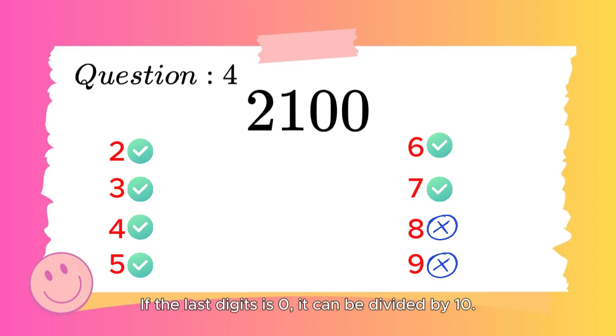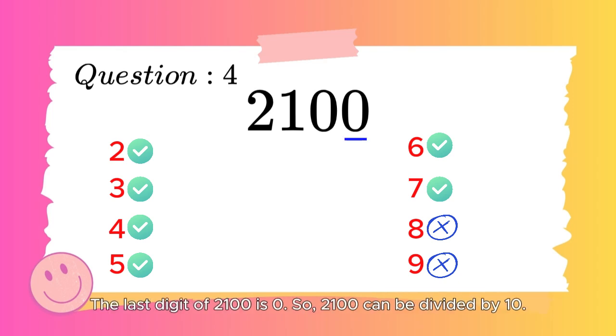This means that 2,100 also cannot be divided by 9. If the last digit is 0, it can be divided by 10. The last digit of 2,100 is 0, so 2,100 can be divided by 10.